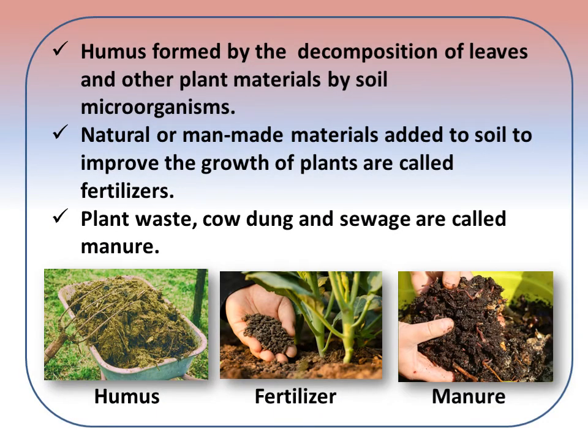Now we will discuss about few terms. First one is humus. Humus formed by the decomposition of leaves and other plant materials by soil microorganisms.